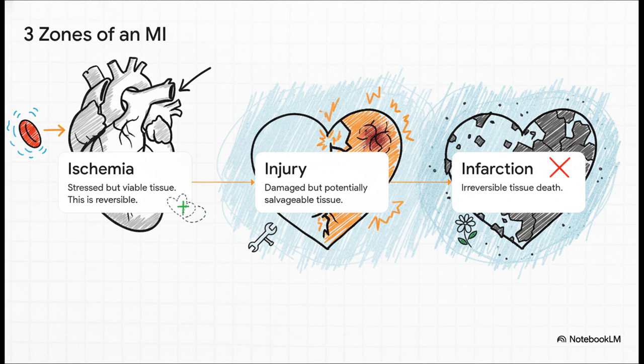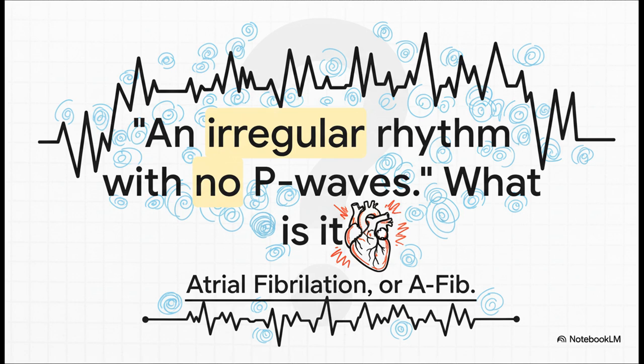So that's why an ST elevation on an EKG is such a big deal. It points to that zone of injury, which is our last chance to intervene before it becomes permanent. You are definitely going to see rhythm strips on your test.